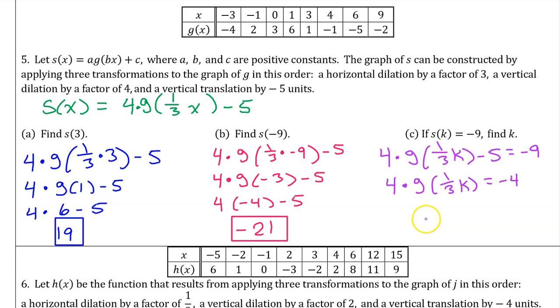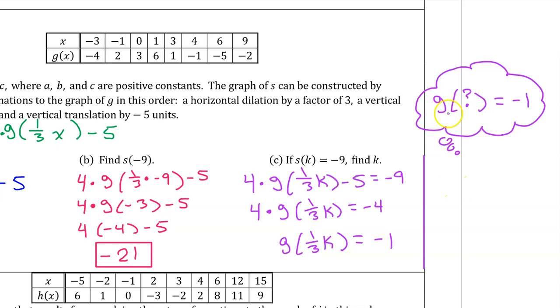Dividing both sides by 4, we get g at 1/3 k is equal to negative 1. This is where we ask ourselves, g at what is equal to negative 1? G at 4 is equal to negative 1. That means this expression inside must be 4. So we now know that 1/3 k must equal 4. Multiplying both sides by 3 gives us k is equal to 12.